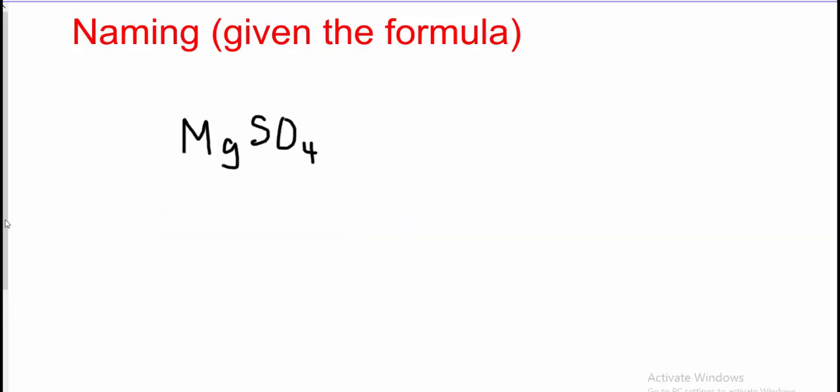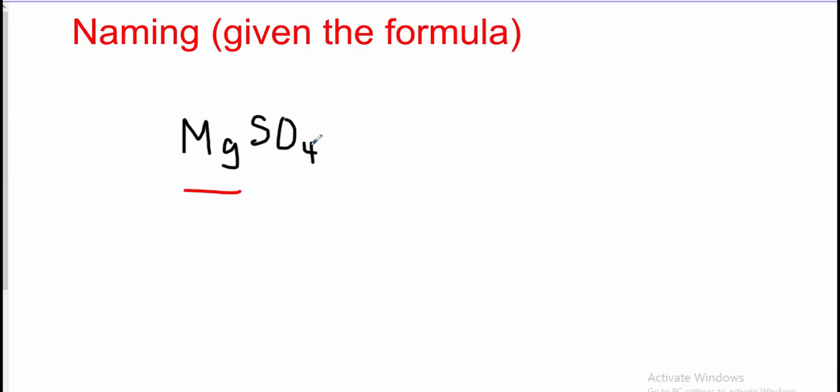MgSO4. As you're getting more and more used to naming ionic compounds, you might start to recognize the symbols for metals really quickly, and you might say, hey, Mg, I know that one, that's magnesium. Or you might look it up on your periodic table. You know you have a polyatomic ion here because you have three element symbols: Mg, S, and O. So this is not a binary ionic compound.